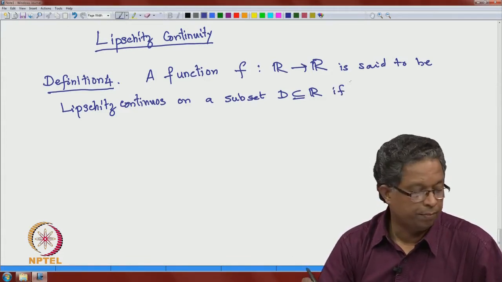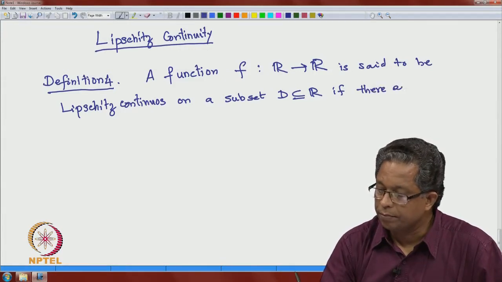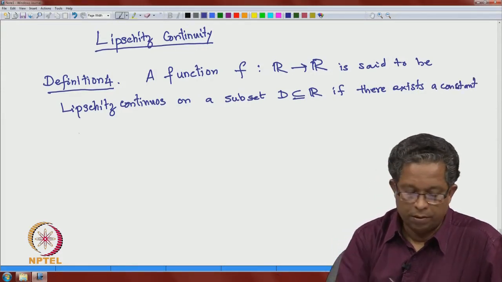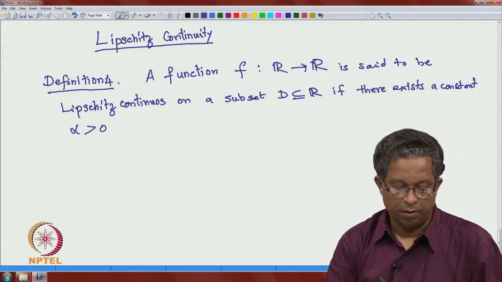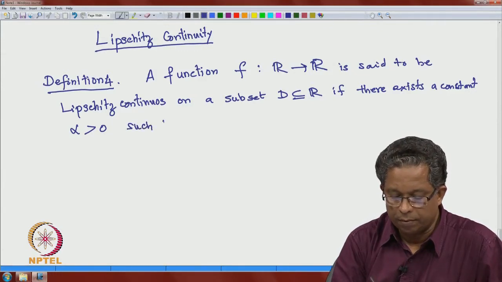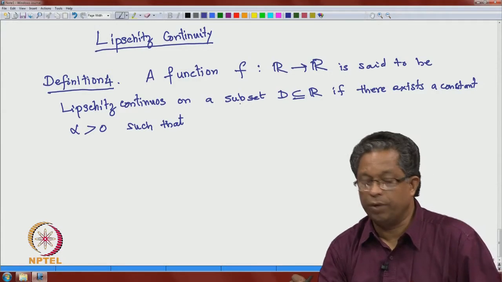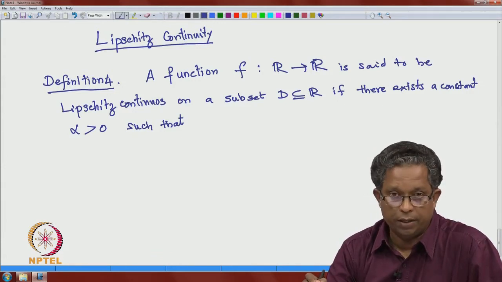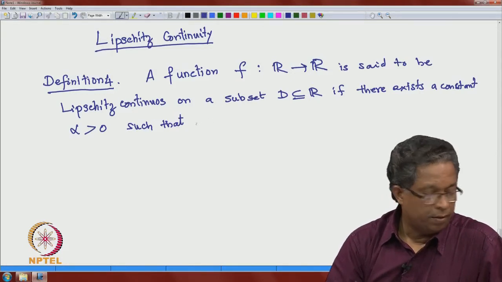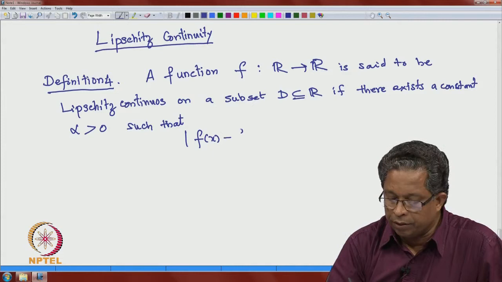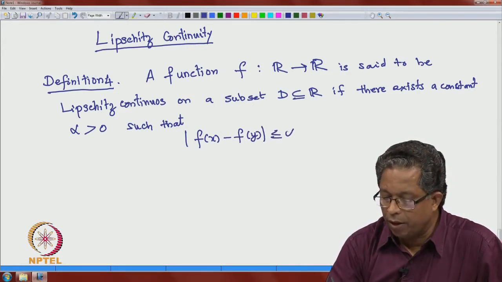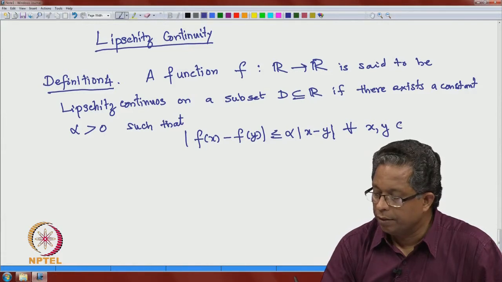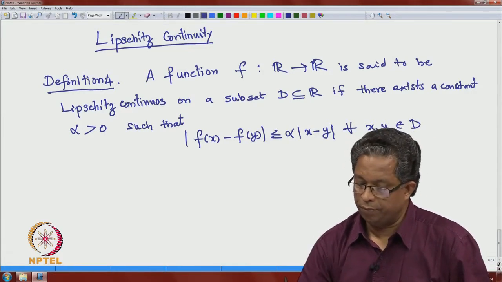if there exists a constant alpha greater than 0, such that the absolute value of f(x) minus f(y) is less than or equal to alpha times the absolute value of x minus y for all x, y in the subset D of R.